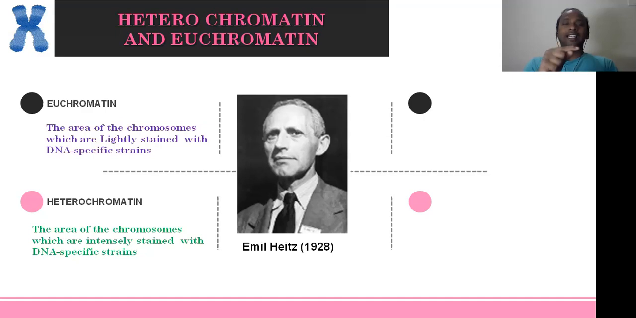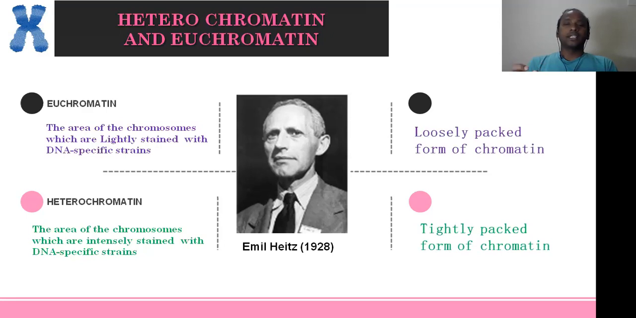One region is lightly stained. That lightly stained region is called euchromatin. The second region, where the staining is very dark, the dark or intensely stained region, is given the name heterochromatin. Euchromatin is the loosely packed form of chromatin, and heterochromatin is the tightly packed form of chromatin. The simple sentence: euchromatin is loosely packed, and heterochromatin is tightly packed.